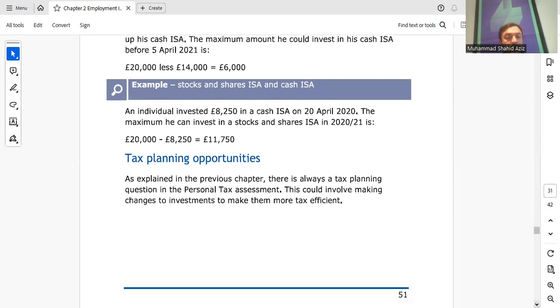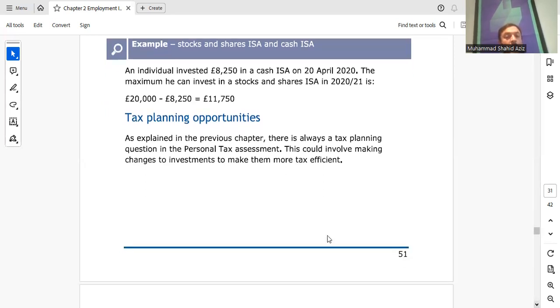Tax planning opportunities. There is always a tax planning question in your exam. This could involve making changes to investments to make them more tax efficient. So this is an important topic.